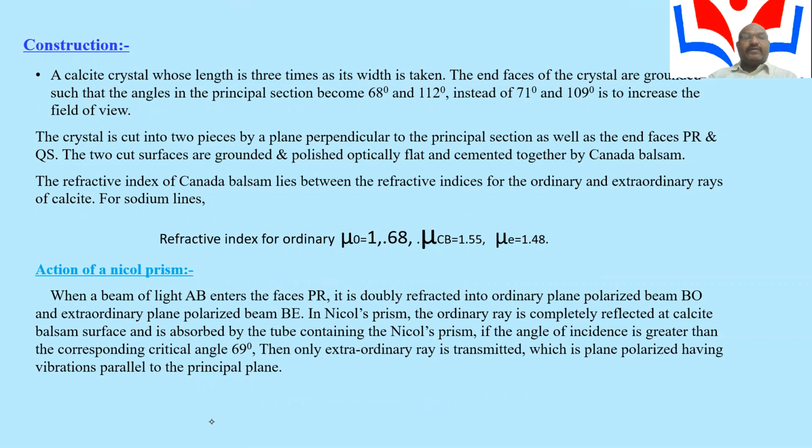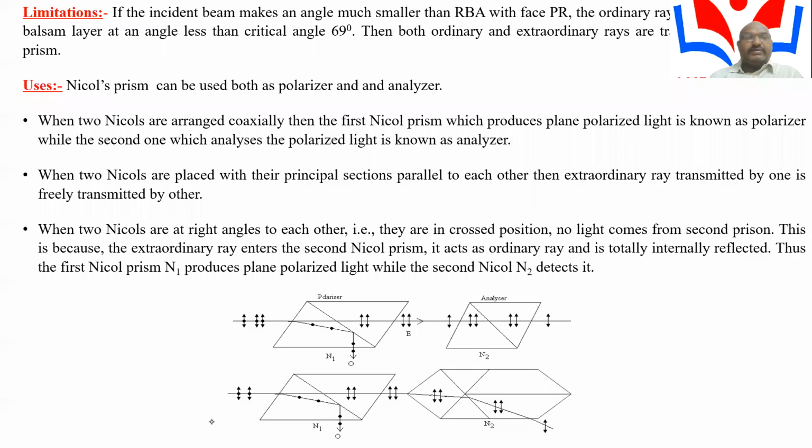So the refractive index of the ordinary ray is mu naught equal to 1.68, the Canada balsam refractive index is 1.55, and the extraordinary ray is 1.48. This is called the construction of the Nicol prism.